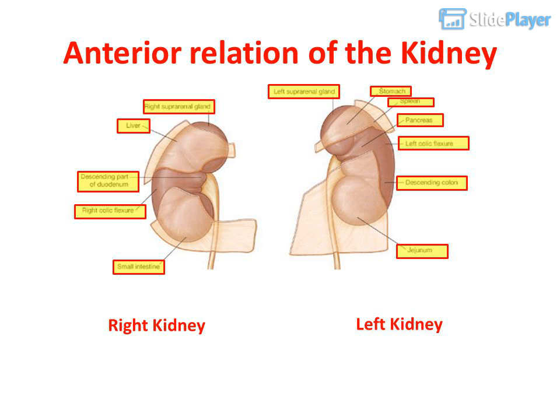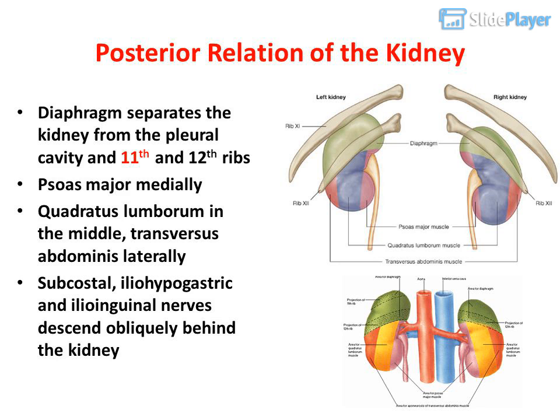Right kidney. Left kidney. Posterior relation of the kidney. The diaphragm separates the kidney from the pleural cavity and the 11th and 12th ribs. Psoas major medially, quadratus lumborum in the middle, transversus abdominis laterally. Subcostal, iliohypogastric and ilioinguinal nerves descend obliquely behind the kidney.